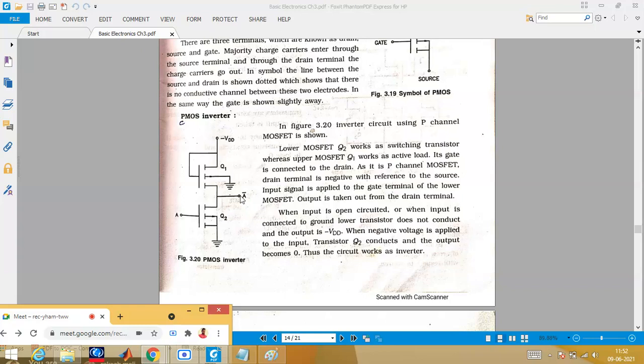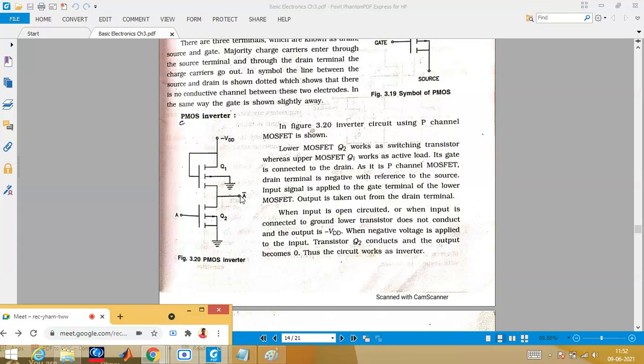Once again, should I repeat this one? So once the inverter is clear, all other circuits are very easy. But I want you to understand the first circuit very well, like the inverter. How does it work? Inverter means whenever you are giving 1, you will get 0. Whenever you are giving 0, you will get 1.